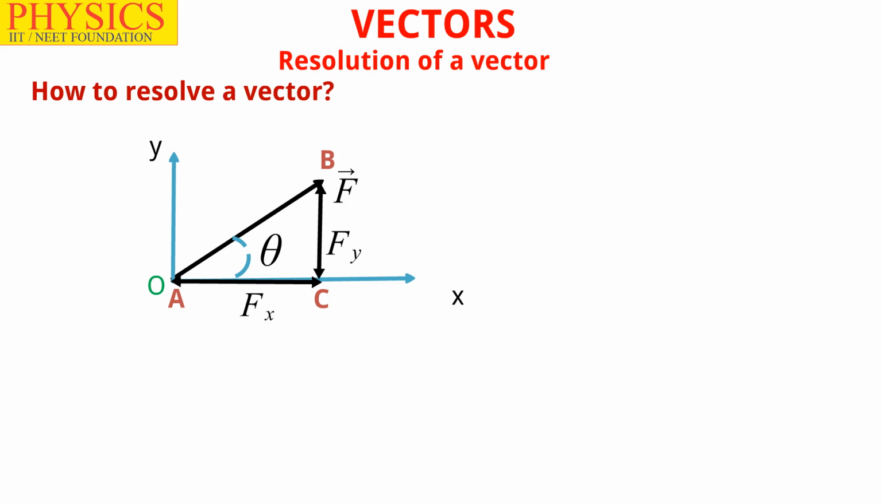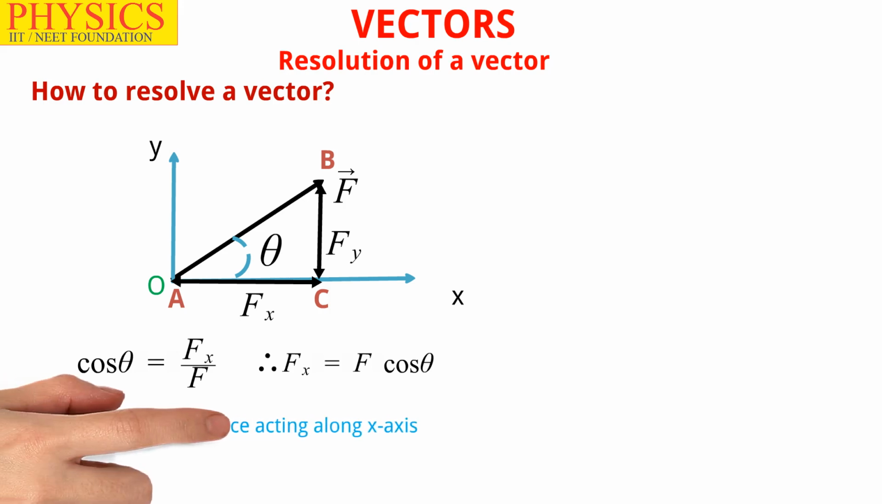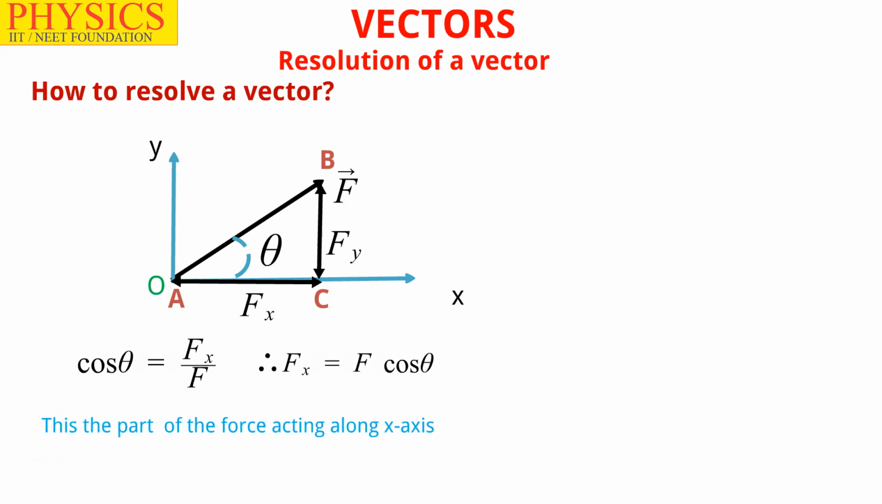From the triangle ABC, cos theta can be written as fx by f. What is f? F is the magnitude of the vector force. Then from this, fx is equal to f cos theta. Here fx is the part of the force f acting along the x direction. Understood? Now what about the part of the force acting in the y direction?